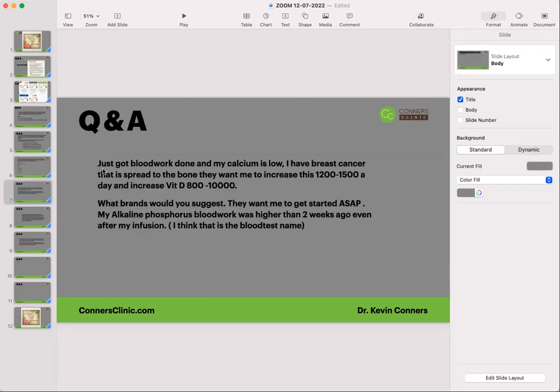Another blood work question from somebody else. Just got my blood work done and my calcium is low. So what could cause low calcium?